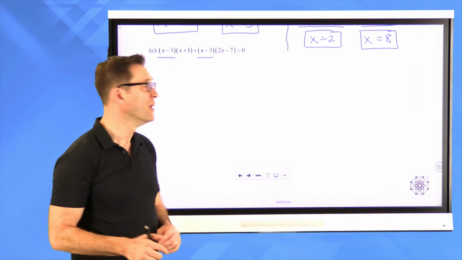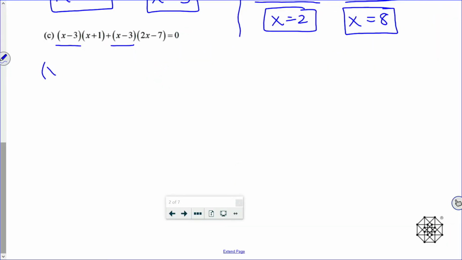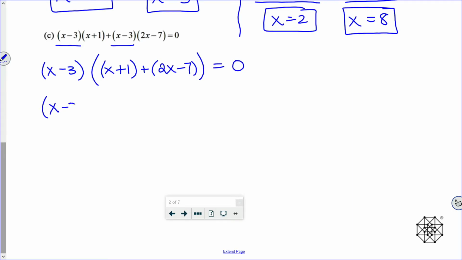All right, well, let's do it, right? I'm going to first factor that x minus 3 out of the larger expression, and that's going to leave me with (x plus 1) plus (2x minus 7) inside of parentheses is equal to 0. Now I want to do a little bit more. I'm going to combine some like terms in here in just a moment.